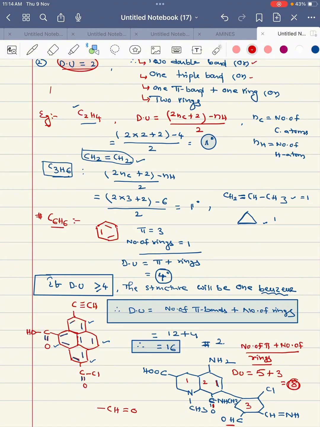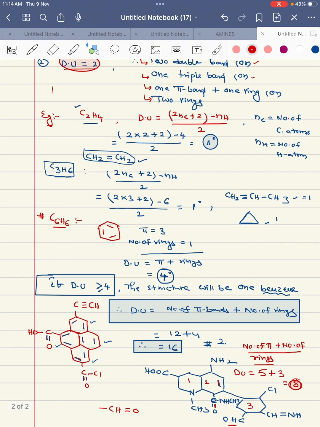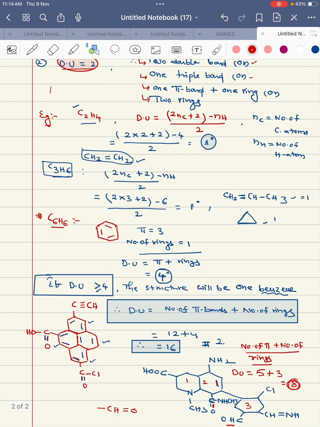So DU greater than or equal to 4 means the structure contains at least one benzene ring. Suppose in the molecular formula there are monovalent, divalent, and trivalent atoms. Then how to find the DU? See, how to find the DU?